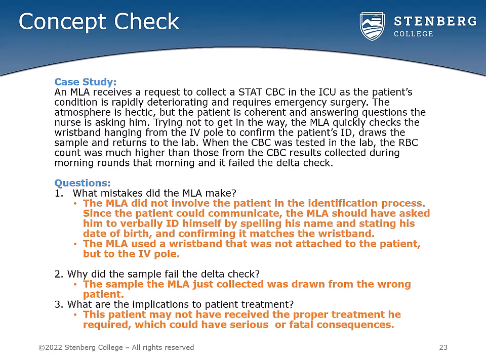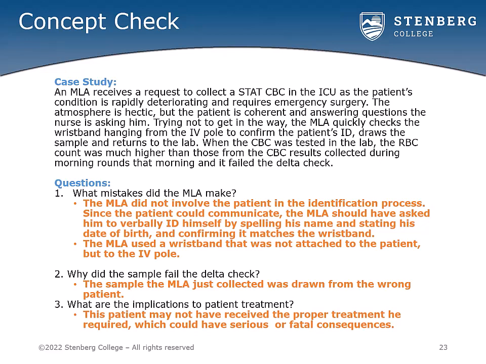And the answers are: Question 1. What mistakes did the MLA make? The MLA did not involve the patient in the identification process. Since the patient could communicate, the MLA should have asked him to verbally ID himself by spelling his name and stating his date of birth and confirming it matches the wristband. Even if the patient was unconscious, verbal ID still needs to be provided by a nurse or other caregiver. The MLA also used a wristband that was not attached to the patient, but to the IV pole.